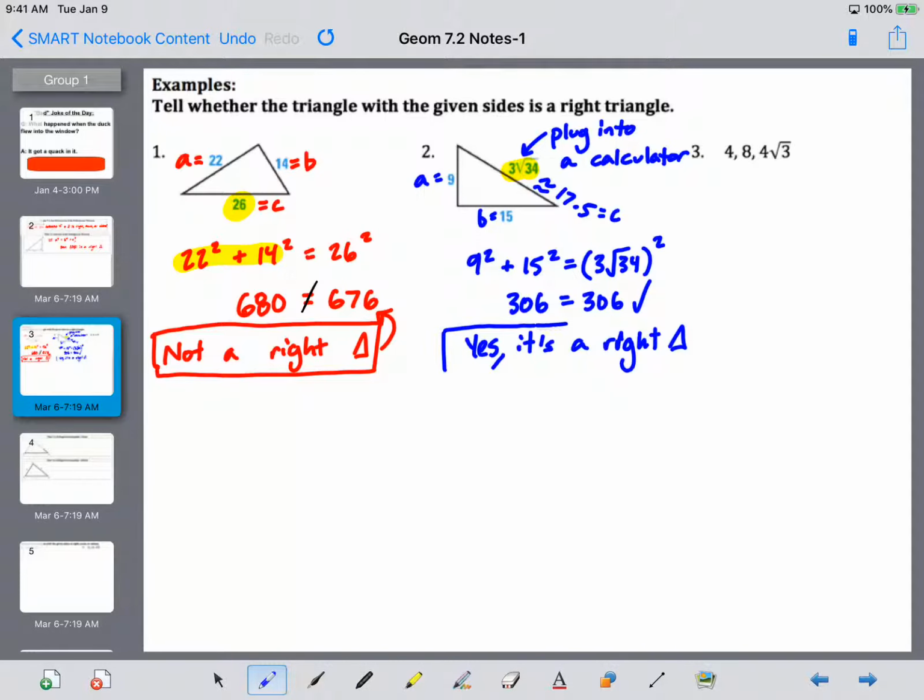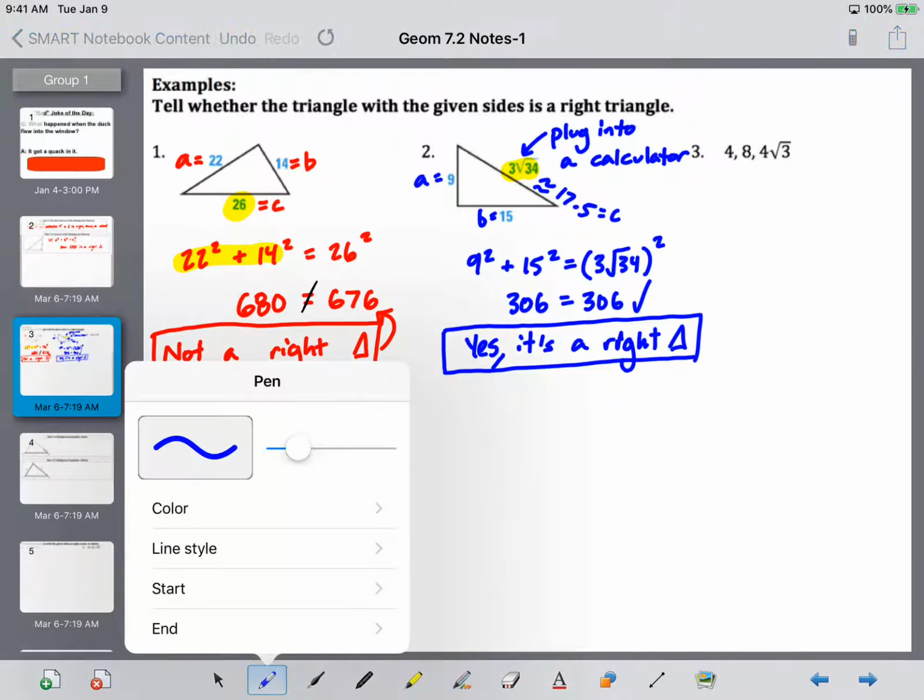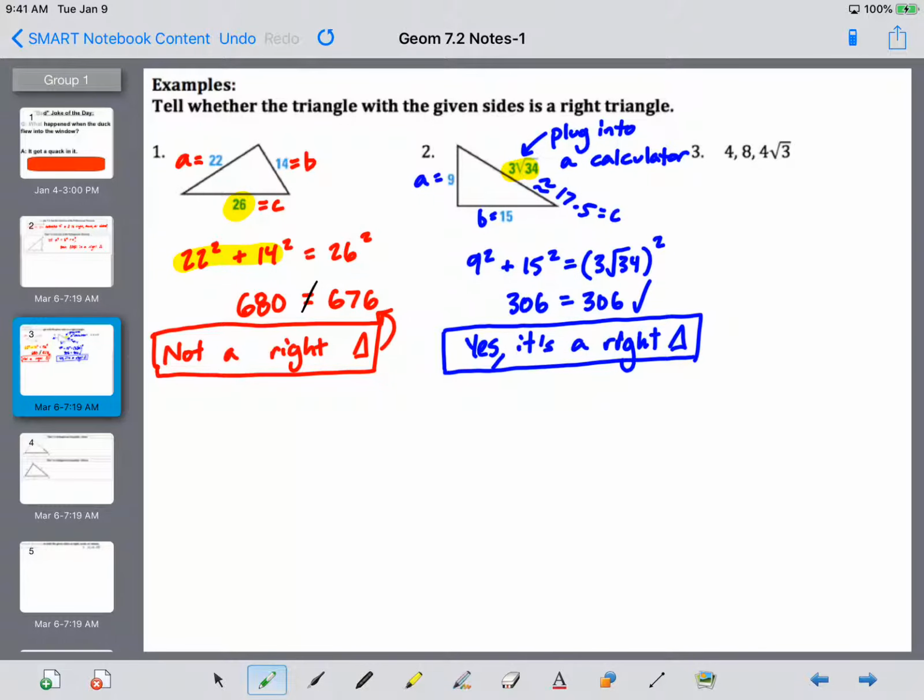So if you can make it work in the Pythagorean theorem, then it has to be a right triangle. And last but not least, we have 4, 8, and 4 square root of 3. Again, we need to plug this into a calculator to see what it is as a decimal to determine what to use for a, what to use for b, and what to use for c.